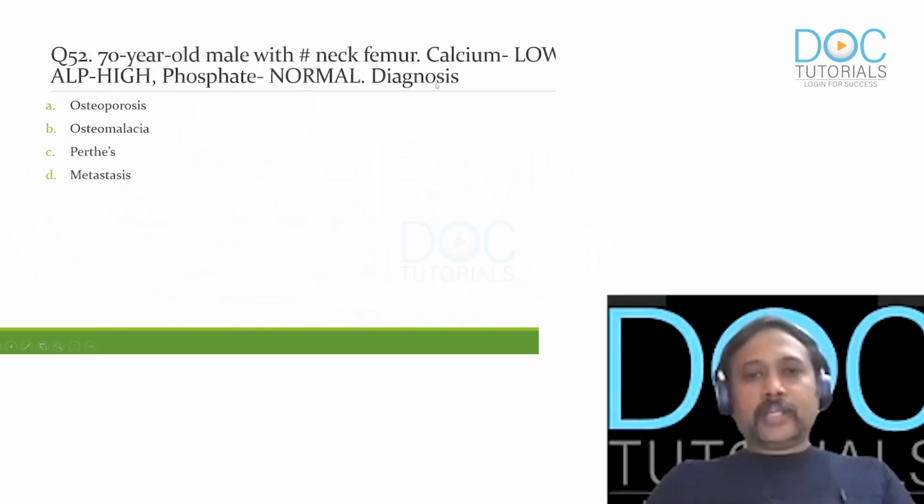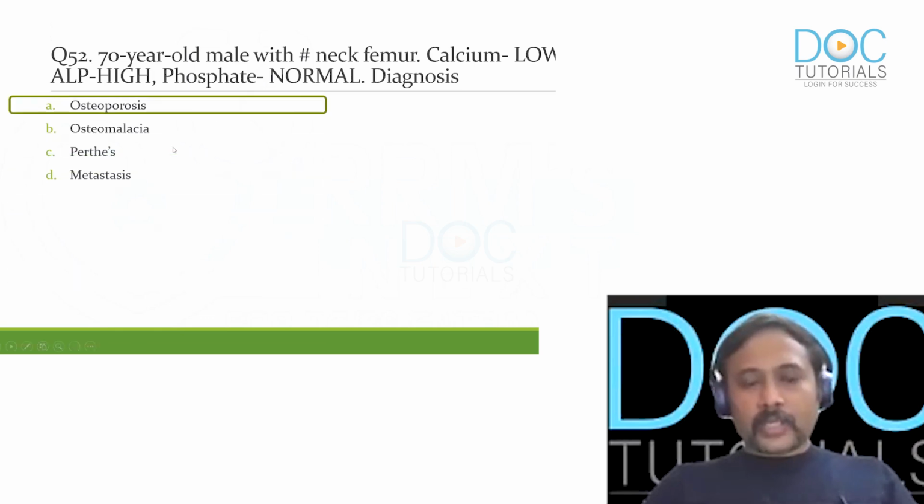Right, a 70-year-old male with a fracture of the neck of the femur, calcium is low, alkaline phosphatase is high, phosphate levels are normal. What is the diagnosis here? Now, this question actually generated a lot of questions for me as well. I am not sure of the answer. Let me say what I have put as the answer and why I arrived at that answer. Okay, so the answer that I arrived at was osteoporosis.